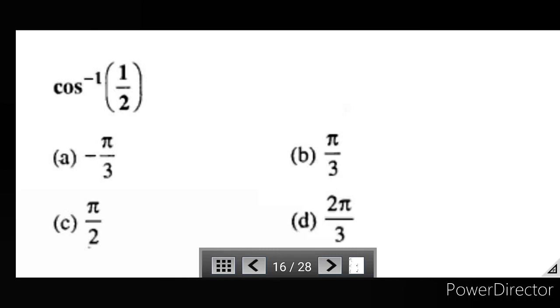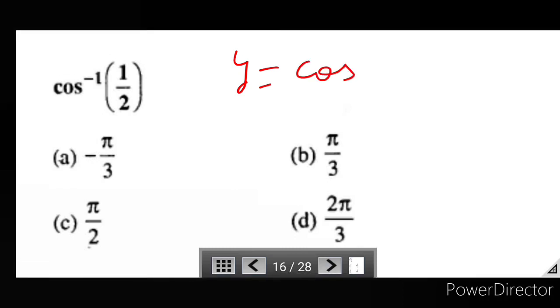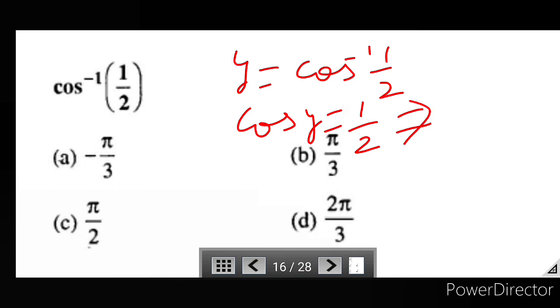Next question, cos inverse 1 by 2. Put y is equal to cos inverse 1 by 2, that is cos y is equal to 1 by 2. Now from trigonometric ratios table, y is equal to pi by 3.